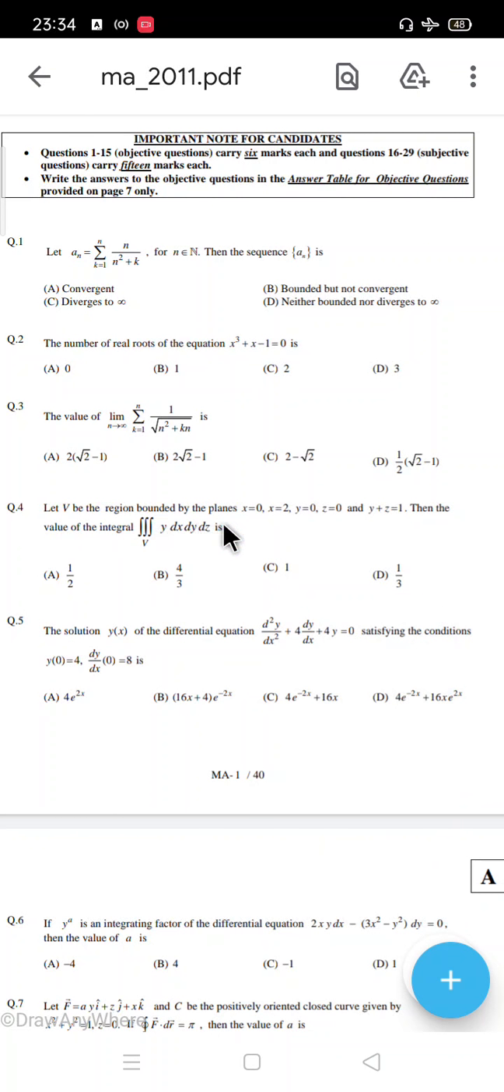Okay, yes. V is the region bounded by the planes x equal to 0, x equal to 2, y equal to 0, z equal to 0, and y plus z equal to 1. Then the value of the integral of y dx dy dz is equal to. So let us see the graph first. Once you get to know the region, that's it. x goes from 0 to 2, and y is taking from 0, and z is also taking from 0.